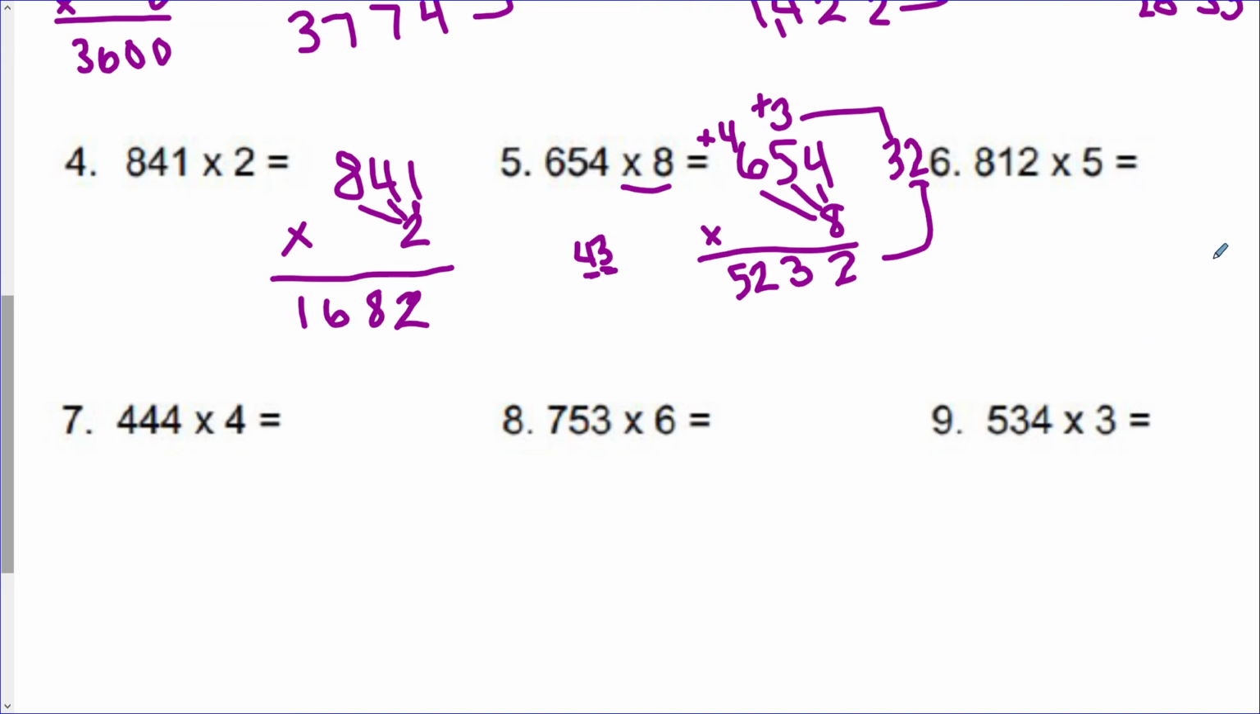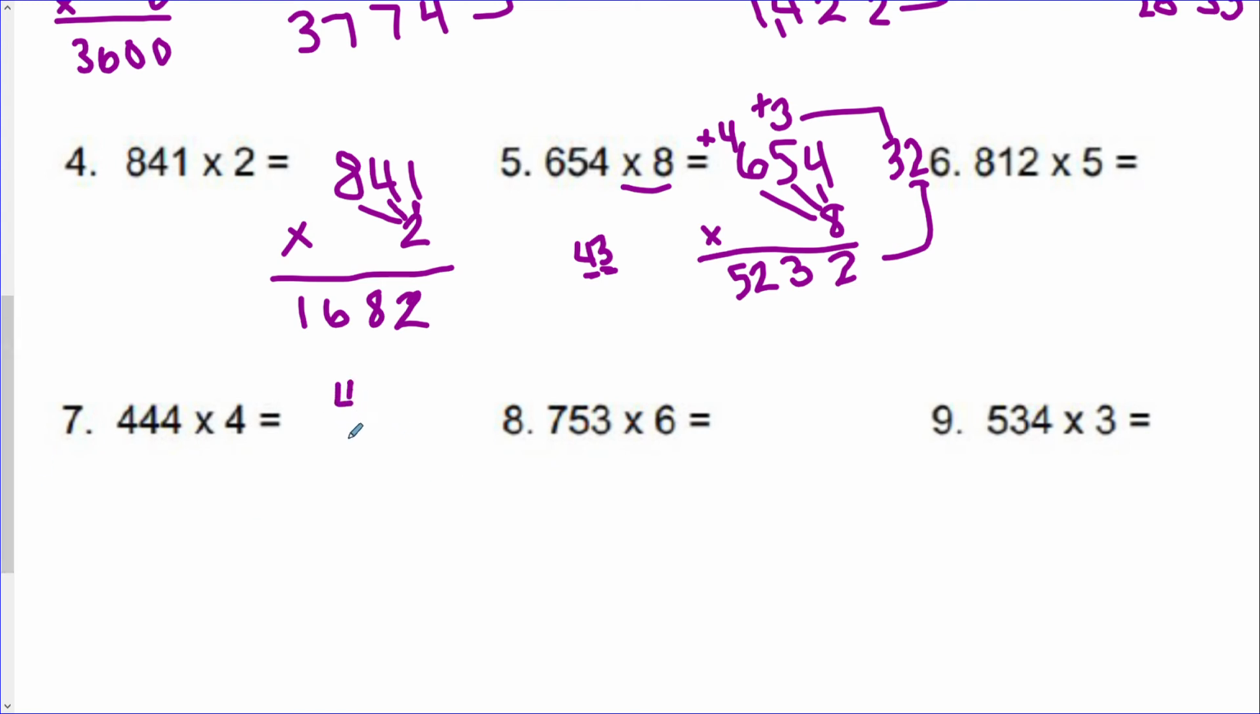All right, number 6. 812 times 5 equals, you know what? I'm not going to do number 6. I want you to see if you can do number 6 by yourself. The only reason I say that is because it's your times 5s, and most of us are very good at our times 5. So I'm going to leave that one for you. We're going to come down here to number 7, and we're going to work on number 7.